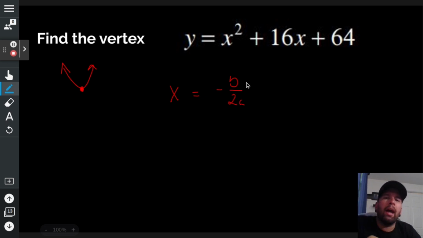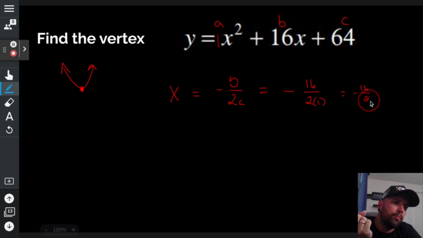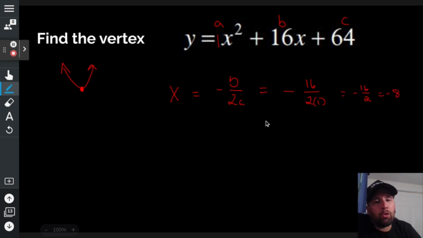What's b? What's a? B is the number in front of x. A is the number in front of x squared, and just for funsies, C would be 64, but we don't have to worry about that here. So the x value of the vertex is going to be negative b, which is 16, over 2 times a, which is an invisible 1. So negative 16 over 2, negative 8.